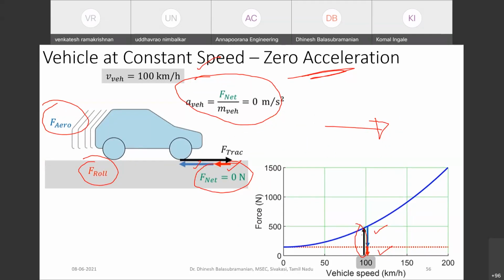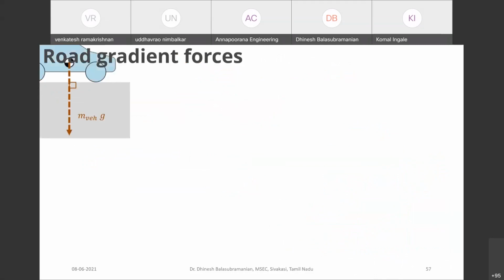If you are supplying any force above this blue line and red line, any force in this zone, you can assume that your vehicle will start to accelerate. But at exactly this particular point, you should say that you have zero acceleration, or your vehicle is traveling at a constant speed. So that is what this particular slide talks about.